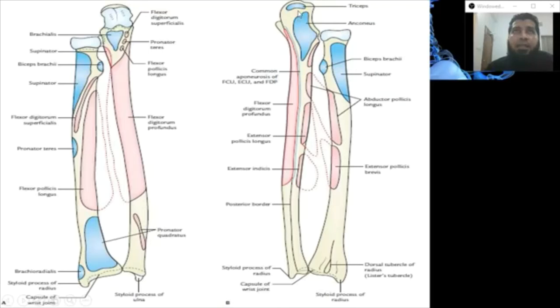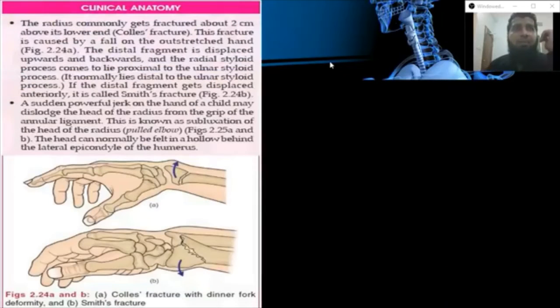There is another important muscle at the upper surface of the olecranon process. The muscle is called triceps. Triceps is inserted in the upper surface of the olecranon process. It is the muscle of the posterior aspect of the arm. The nerve supply of triceps is the radial nerve, coming from the posterior cord of the brachial plexus. So these are the important things.